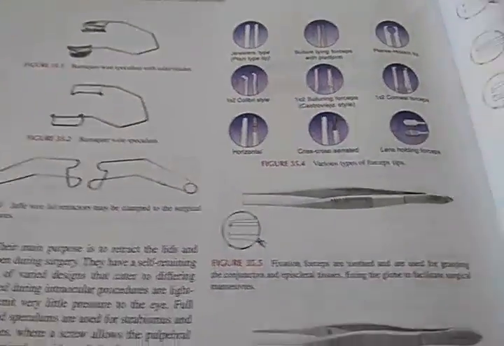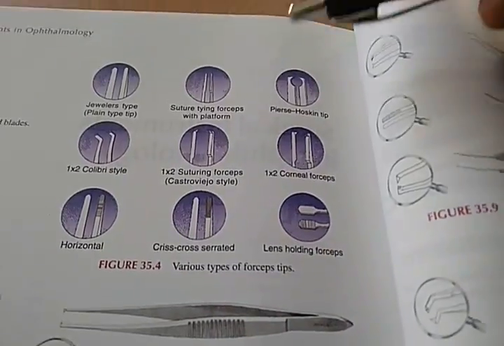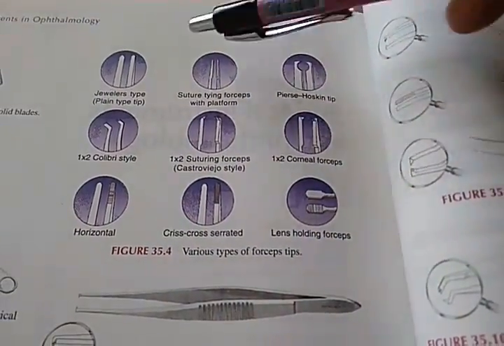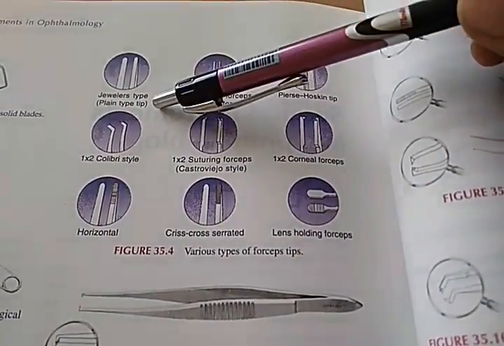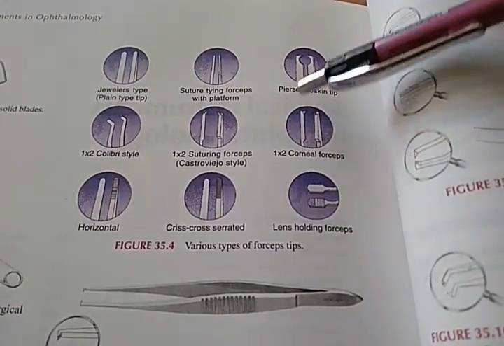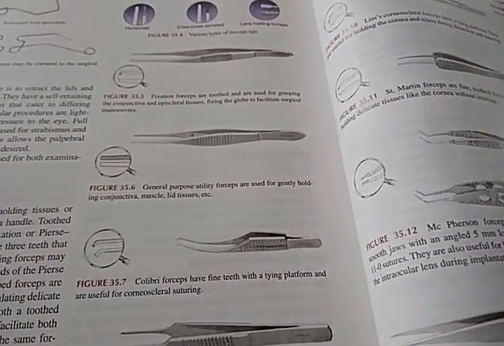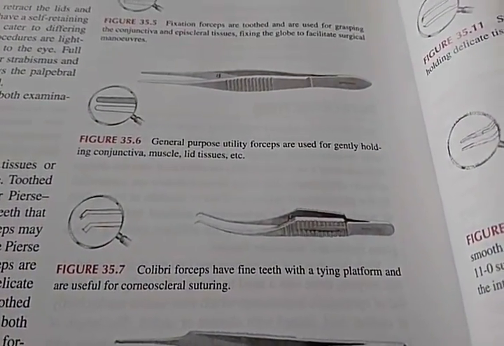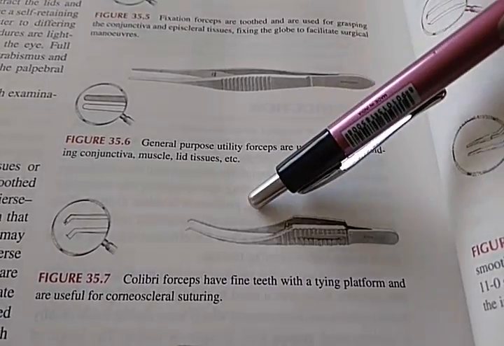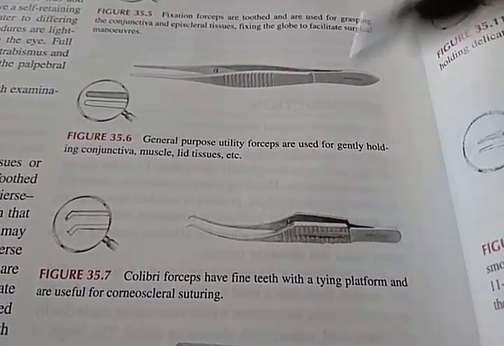Okay, so many things. Actually, not all instruments may be kept for you. Just check with your college what instruments you need to know. What is this? Various types of forceps tips. The tips of forceps, how they can be different, right? Fixation forceps, Colibri forceps. I think this is important for suturing.